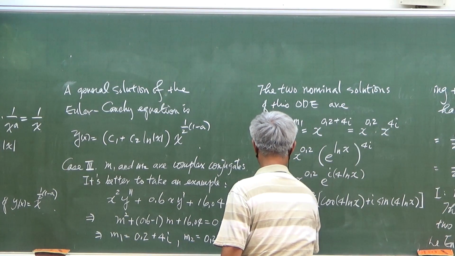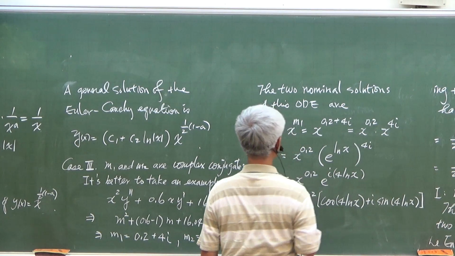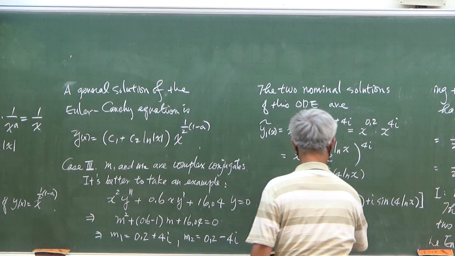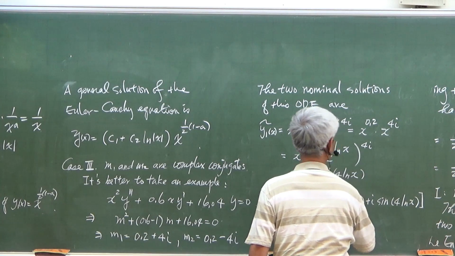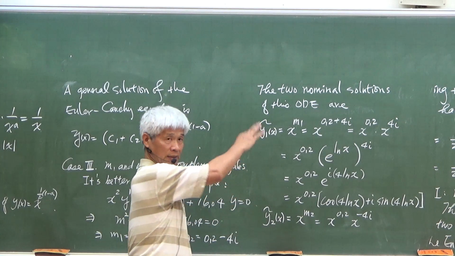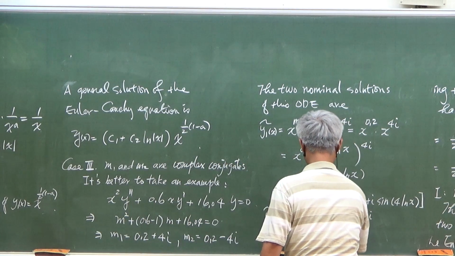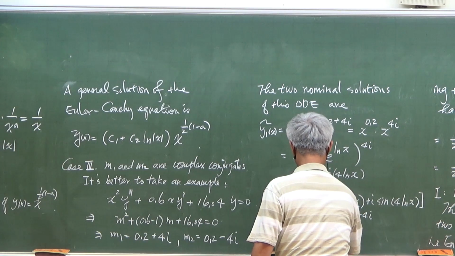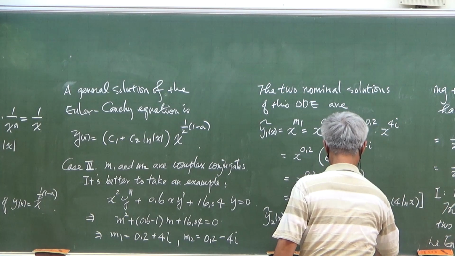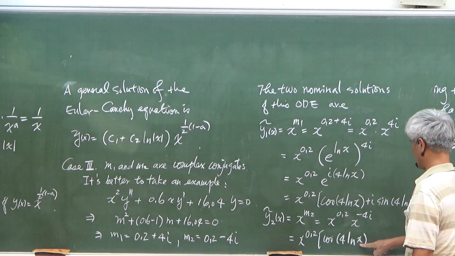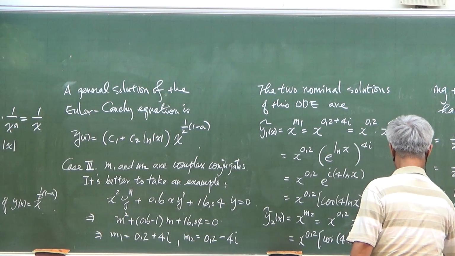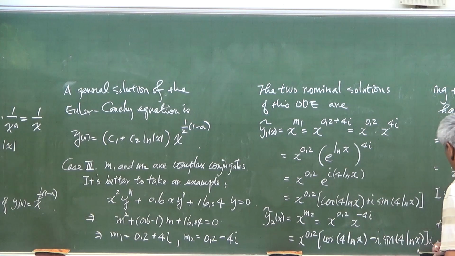Similarly, another nominal solution is y2, and y2 equals x to the 0.2 minus 4i. And by the similar argument, you can see that this is equal to x to the 0.2 times cosine of 4 times natural logarithm of x minus i sine of 4 ln x.